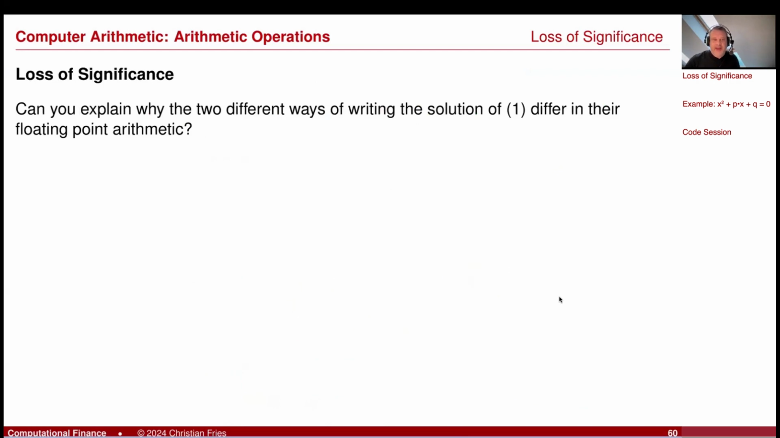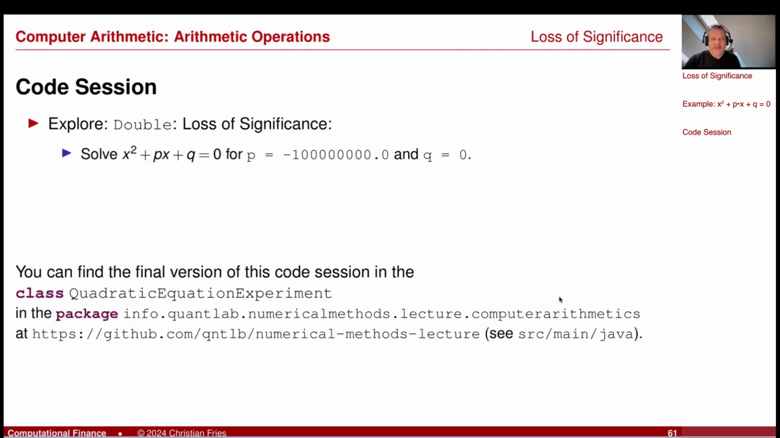Can you explain why the two different ways of writing the solution differ in their computer arithmetic? We did this. It's because of cancellation, the difference of two large positive numbers versus the sum of the two large positive numbers. And this is the corresponding code session. So you find the experiment here. That was loss of significance.